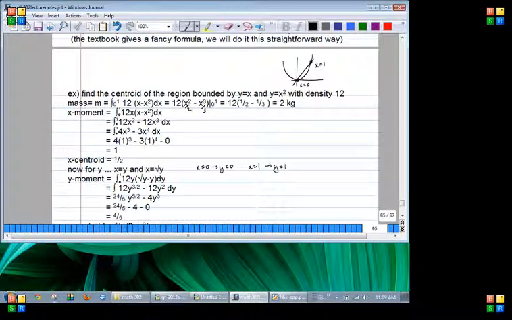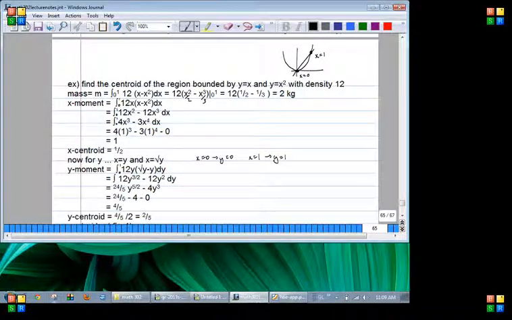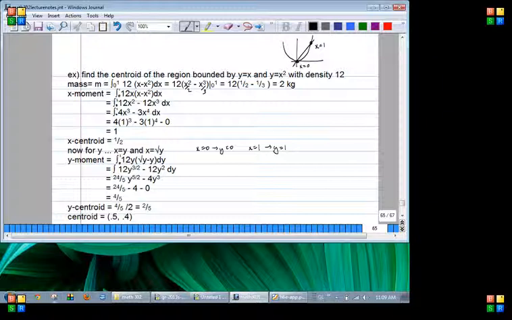So then we now need to find the y centroid, the moment divided by the mass, which is 2/5. So we now have the x coordinate and the y coordinate. So finally we can say that the center of mass is that, 0.5, 0.4.